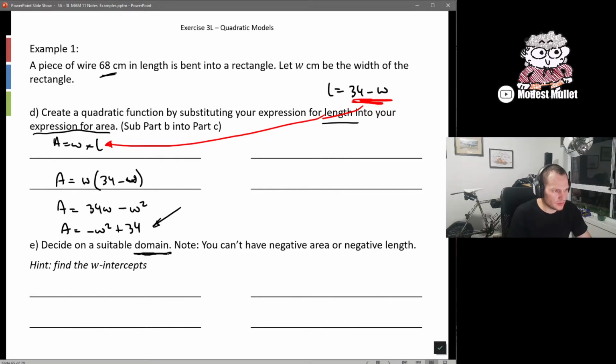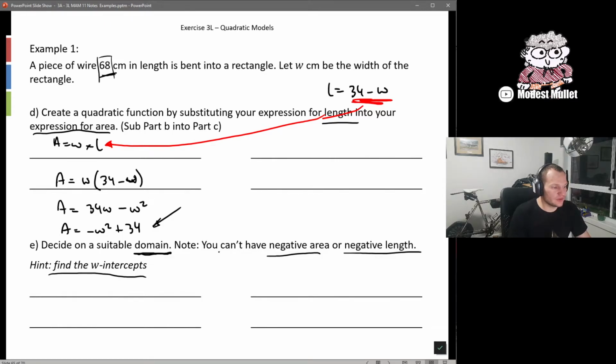So this, I'm not sure if you have ended up covering it last year, but to go over quickly, domain means the allowable input values. What values can we put in for W? And the hint here is you can't have a negative area or a negative length. So saying that, we also need to think about our initial condition that the whole perimeter is 68. So if we had just one width equal to 68, not going to work. Saying we can't have a width of 100, longer than the whole piece of wire, just a single.